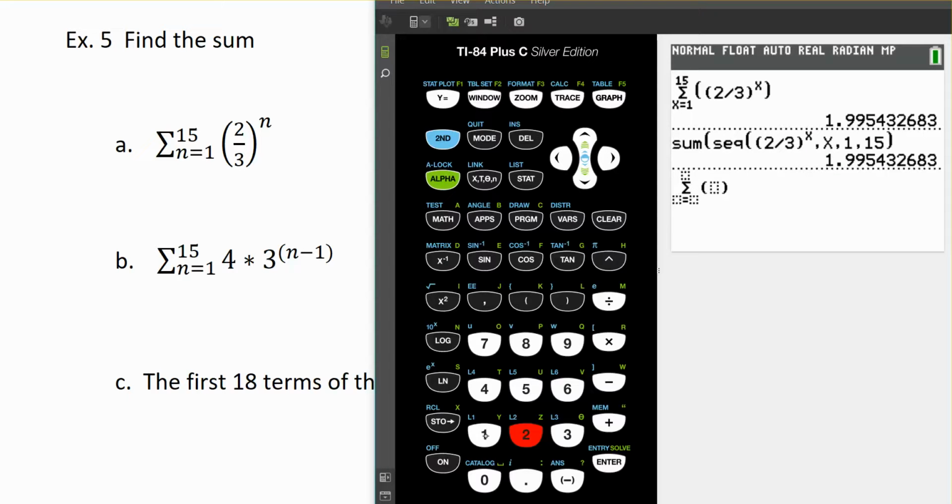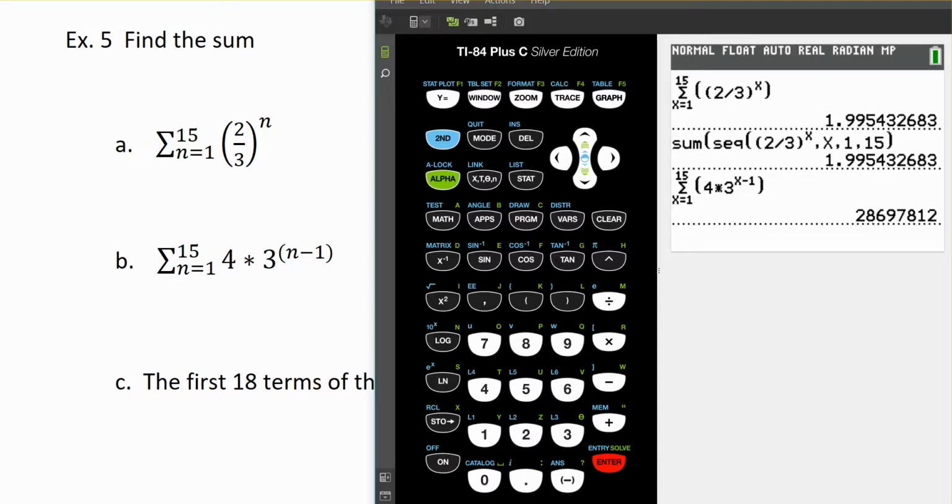I'm going to take the variable x from 1 to 15. And I want to do that on the series as follows. It's going to be 4 times 3 raised to the x minus 1. Arrow over, get out of that set of parentheses, hit enter, and hopefully you get a value right there, 286,97812. Okay? And then the last one.